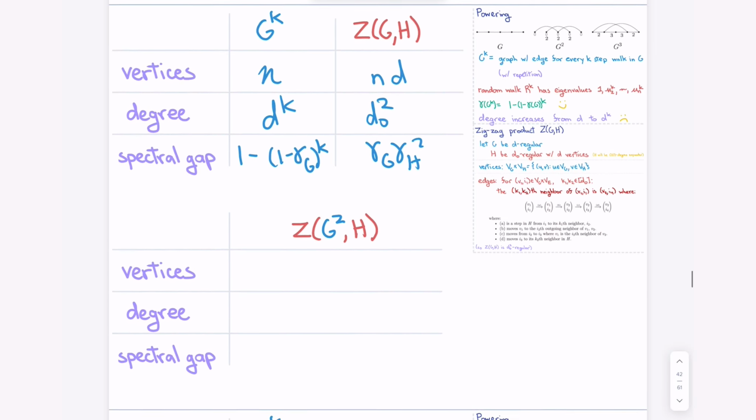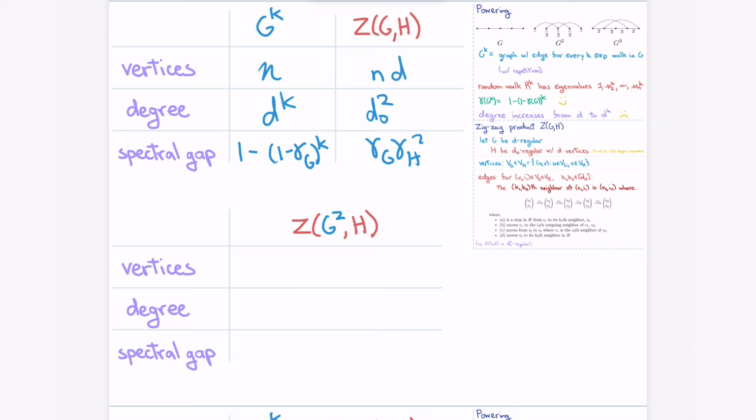Okay, good. All right, so I think the interesting part is this bottom table where we combine these things. So let's look at G squared zigzag with H, right? So I take G, I take a product with itself, and then I zigzag it with H. So how many vertices does this have? N D squared, because G squared has degree D squared. And what's the degree of this graph? D0 squared.